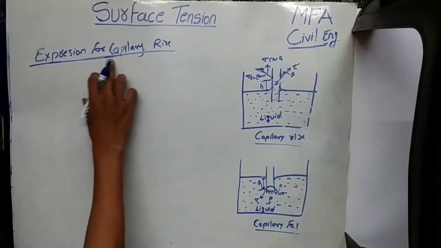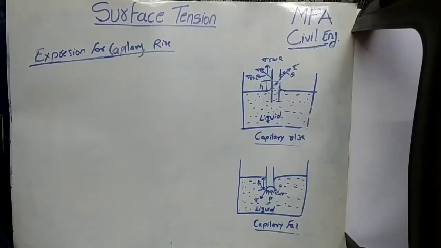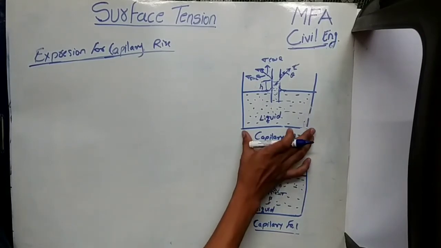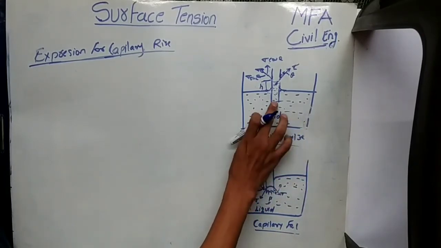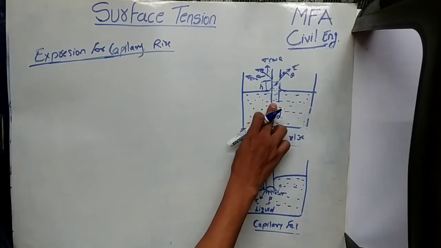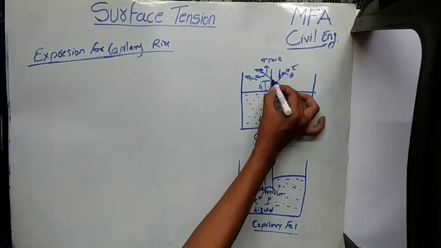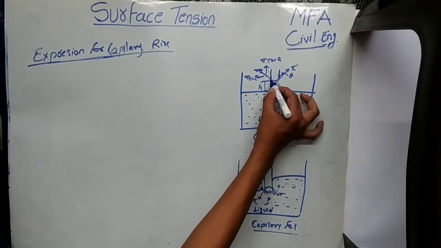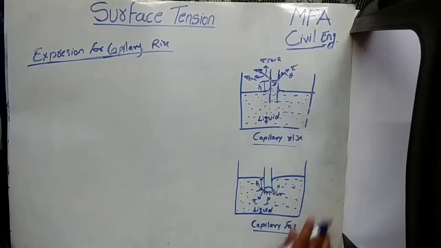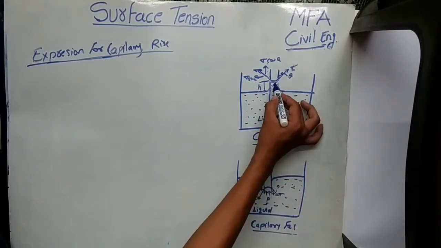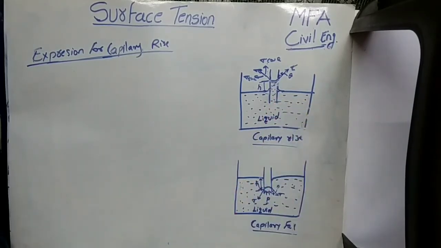Let's see the expression for the capillary rise in the tube. Consider a vessel filled with liquid and a small tube open at both ends, held vertically in the liquid. Now h is the height of the liquid inside the capillary, and theta is the angle of contact between the meniscus and the capillary tube.